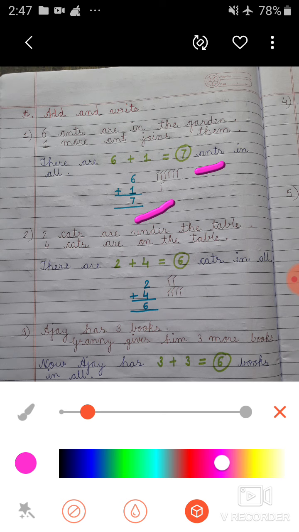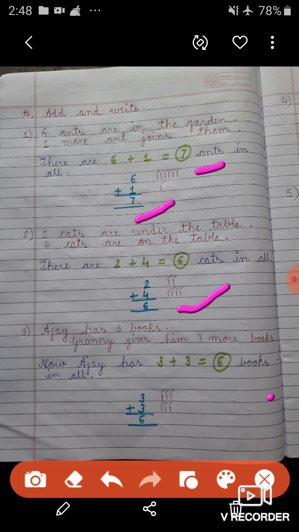Now in the next question: 2 cats are under the table, 4 cats are on the table. So students, there are 2 cats under the table and 4 cats are on the table. Now we have to find the total number of cats on or under the table. So there are 2 plus 4 equals 6 cats in all. After this you have to write 2 plus 4 equals 6 in vertical form also like this.